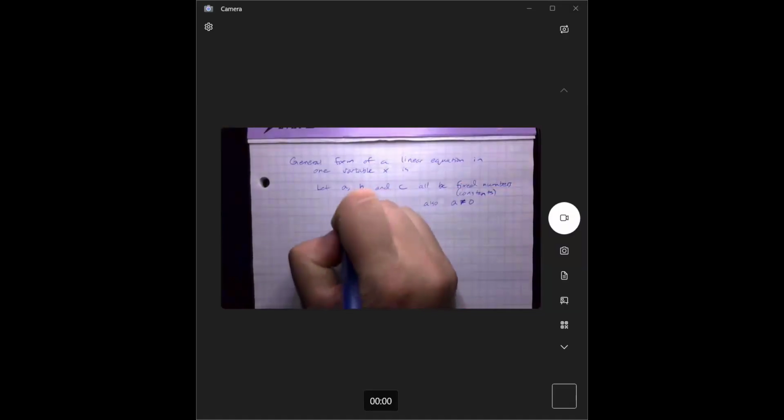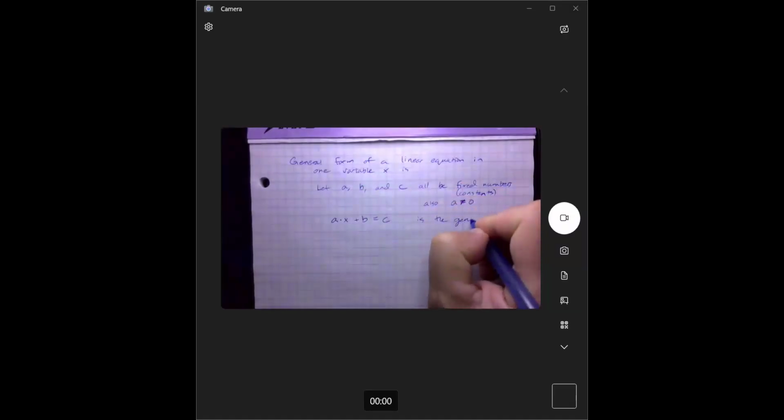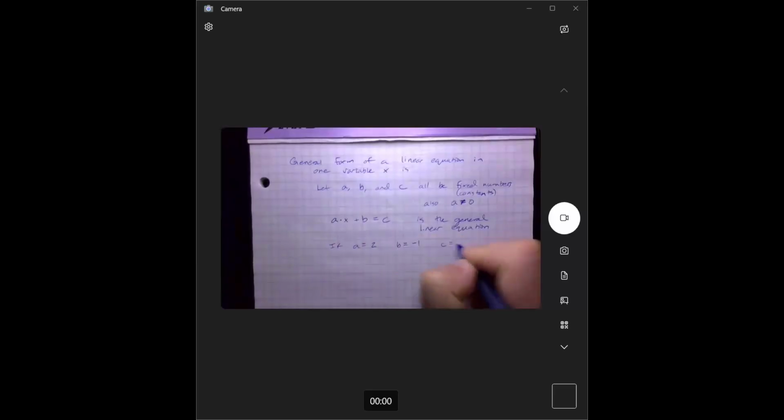The relationship A times x plus B equals C is the general linear equation. So as an example, if A equals 2, B equals -1, and C equals 10, then I would have 2x minus 1 equals 10. And this looks familiar. It looks kind of like some of the equations on the previous page.